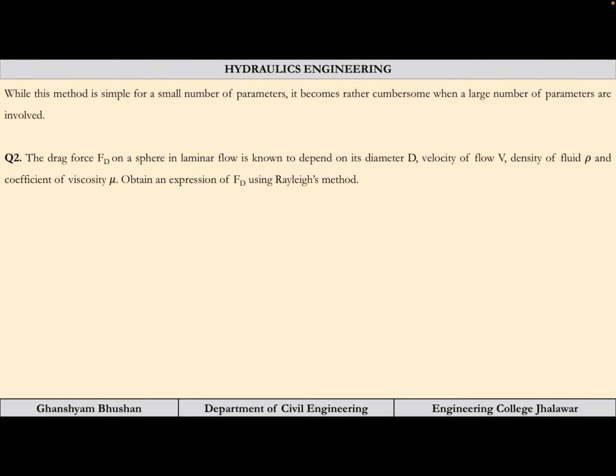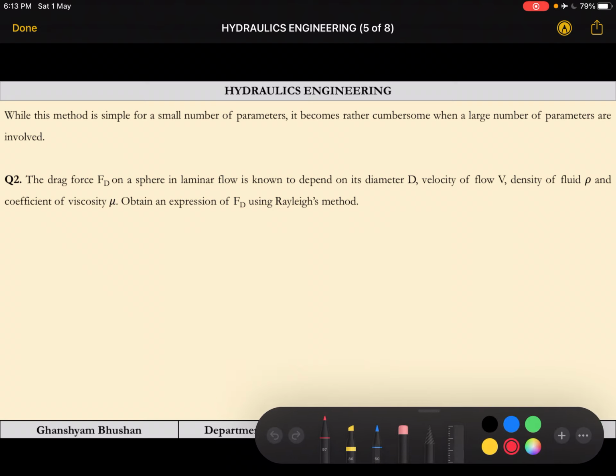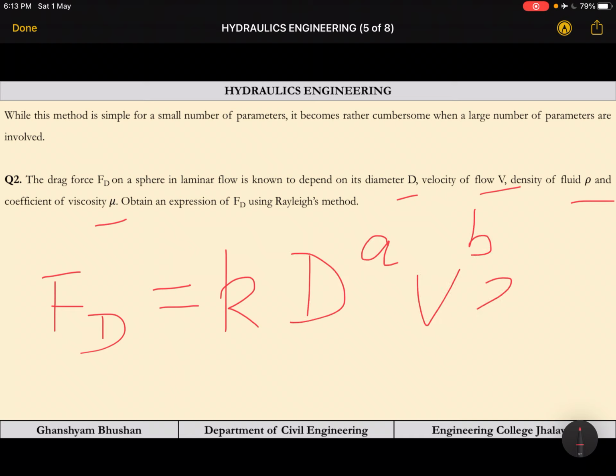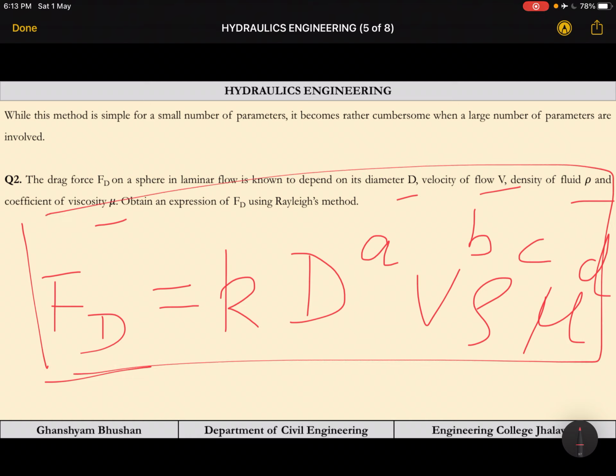The drag force Fd on a sphere in laminar flow is known to depend upon its diameter, which is capital D, velocity of flow, which is capital V, density of fluid, which is rho, and coefficient of viscosity mu. Obtain an expression for Fd using Rayleigh's method. So what it is saying is, Fd is depending upon d, v, rho and mu. Okay, so this type of relationship we have been given in the question.